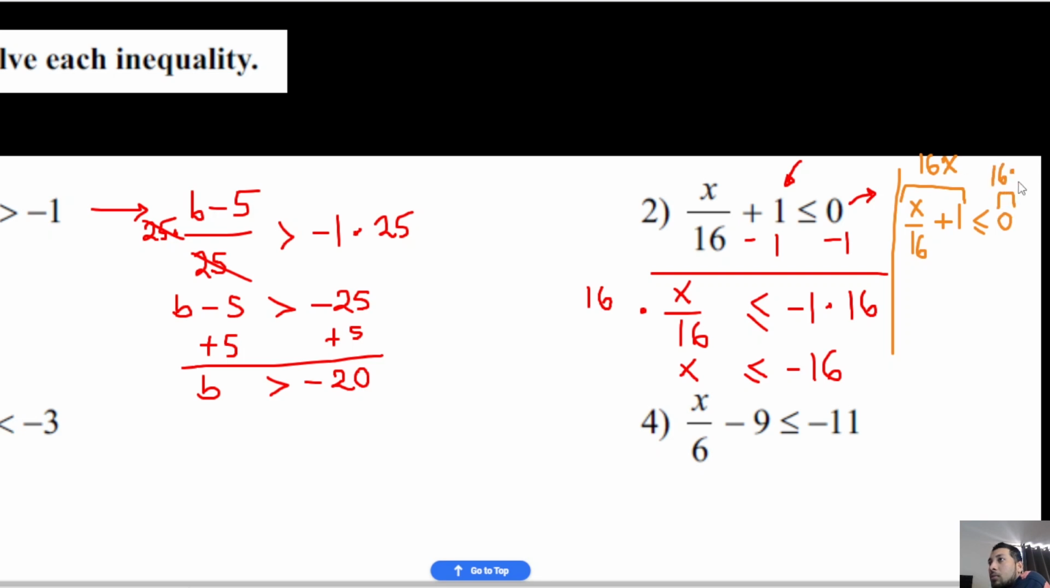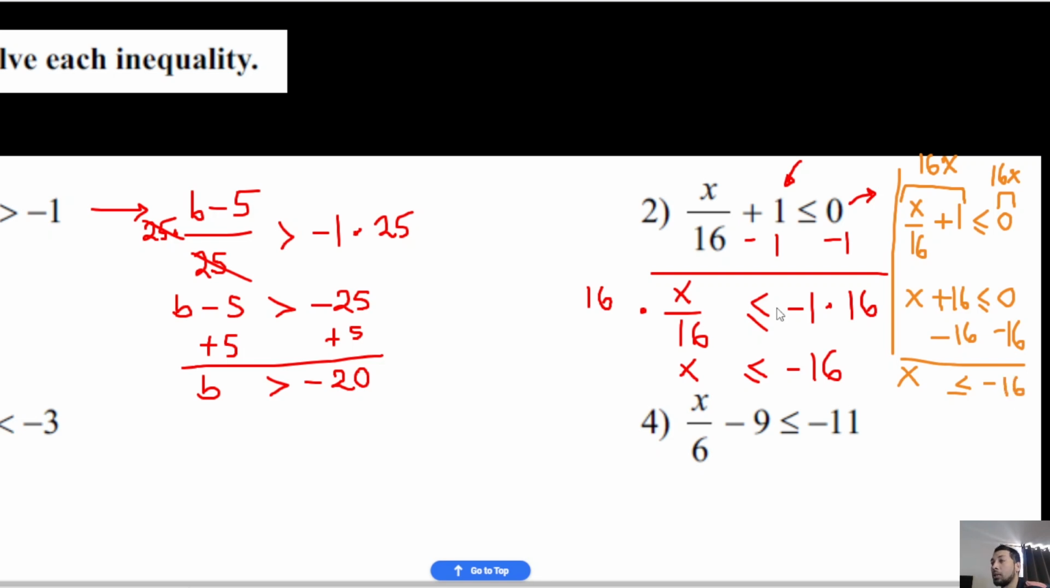So 16 times x over 16, I just have x. 16 times 1, that is 16. And on the right side, I have 16 times 0, that is going to be 0. Now to get this 16 eliminated, I just subtract 16 from both sides. If I subtract 16 from both sides, I have x less than or equal to 0 minus 16, which is negative 16. You can see that we get the same answer.